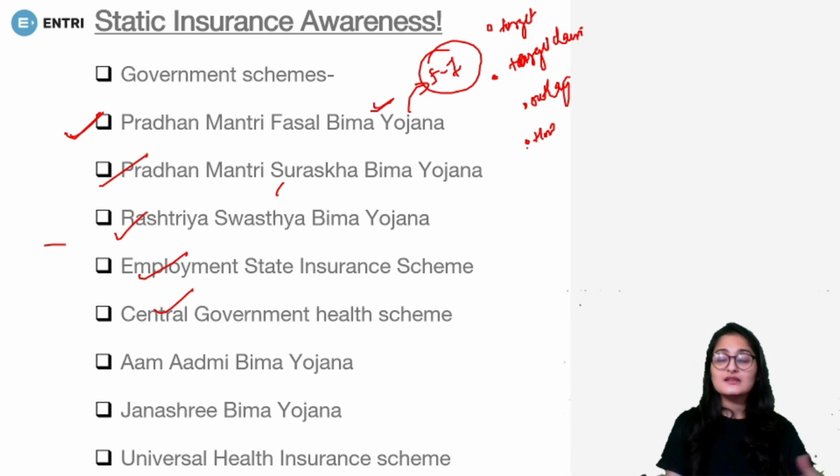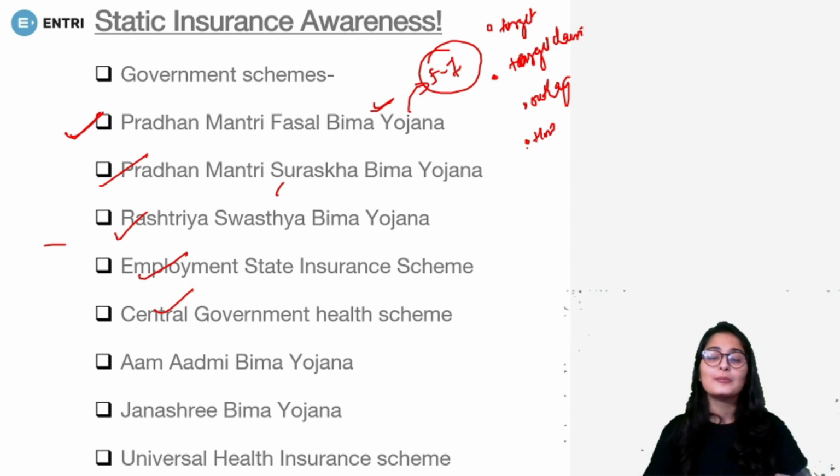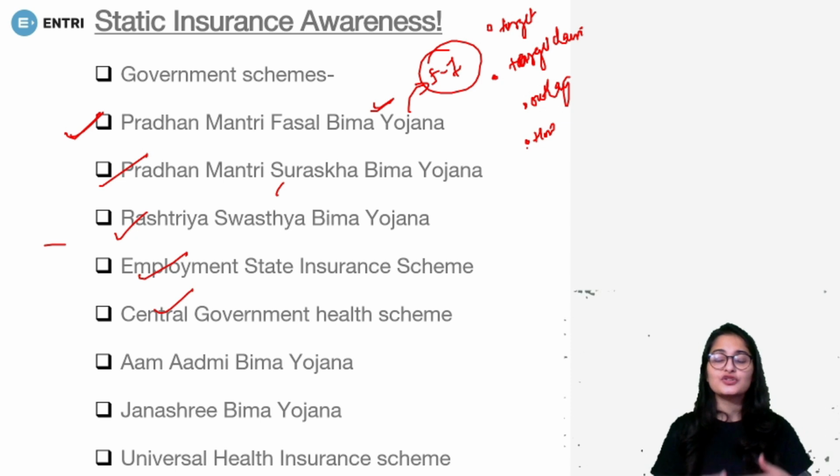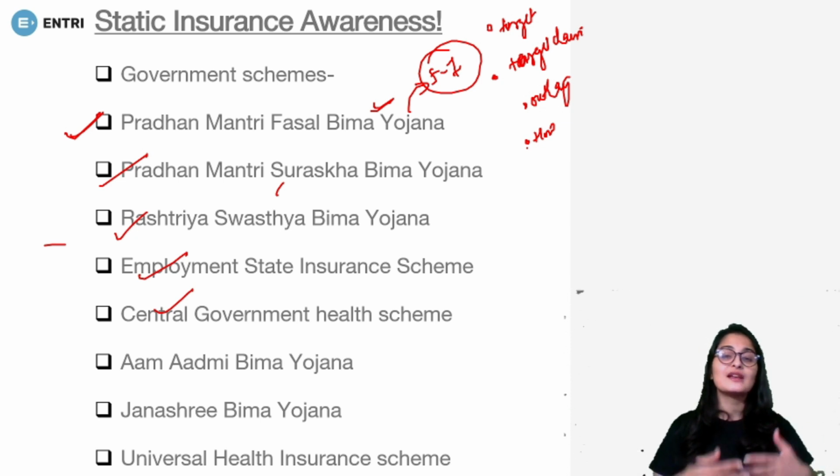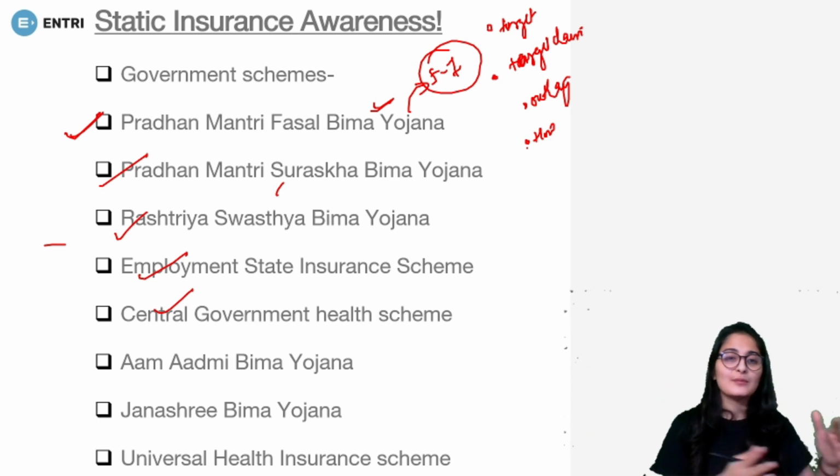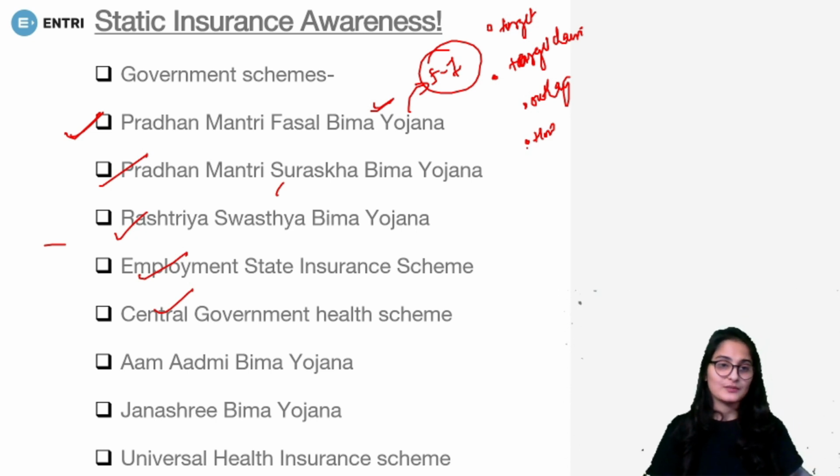And if there is a certain restriction on the number of states or the number of people that can claim it, or there is a restriction on, for example, if it's related to farmers, then there is a restriction on the land, that only people with this much land can take it. So you have to know about that as well.